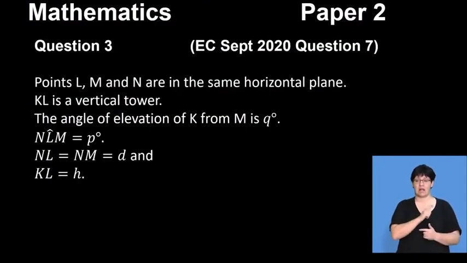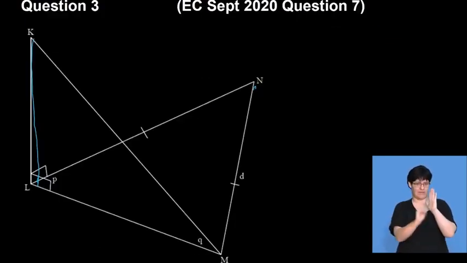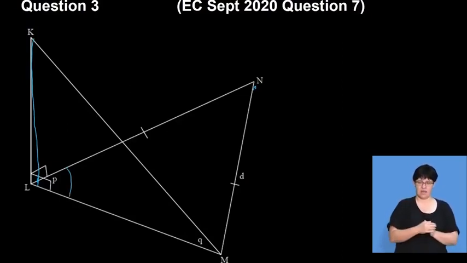Okay, we're told that the angle of elevation of K from M is Q degrees. Angle NLM is P degrees. NL is equal to NM is equal to D. And KL is equal to H. And I think that's all on the diagram. Okay, so we can see our various angles. That's P over there. That's D. Those are equal, so that's also D. And that's angle Q over there. I think that's it.